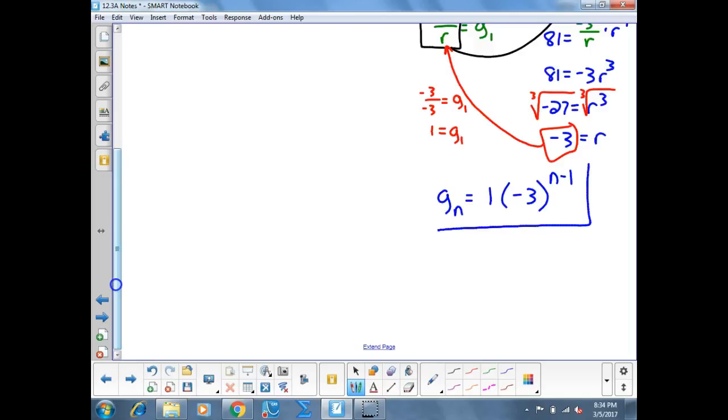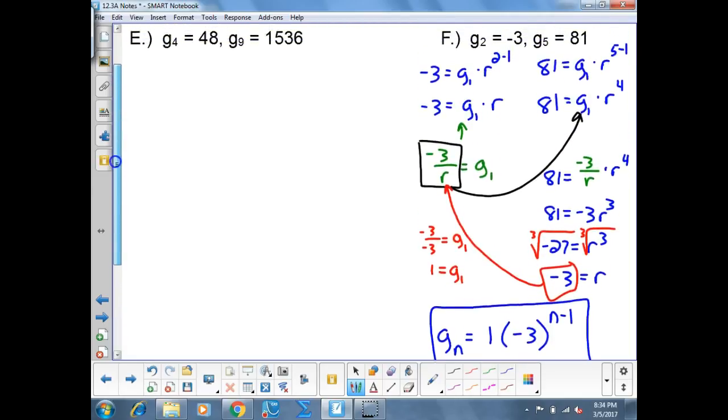If you don't write the 1 there, because your first term is equal to 1, I'm okay with that. So it could look like that, and I would be okay with that. Those mean the exact same thing. Okay? So that's how you do those problems.